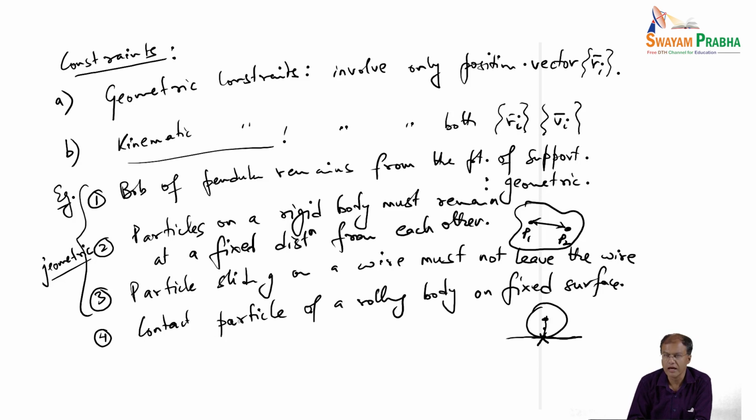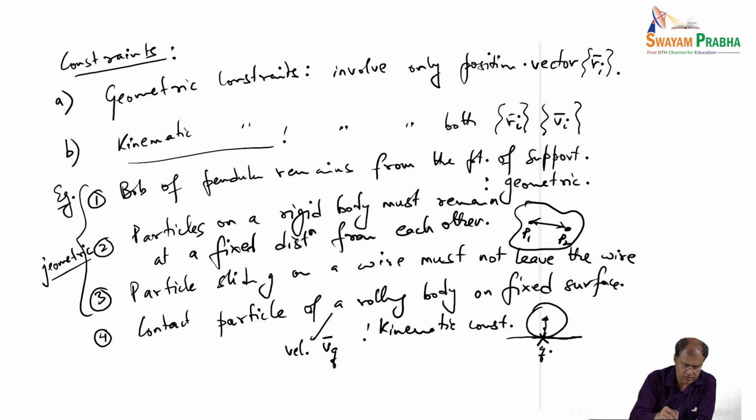So for such a case of a contact particle, let's say Q, there will be constraints on the motion of this contact particle Q, which will involve the velocity at this point Q. So this is a case which involves the velocity VQ, velocity of the contact particle. Hence, this is a case of kinematic constraints.